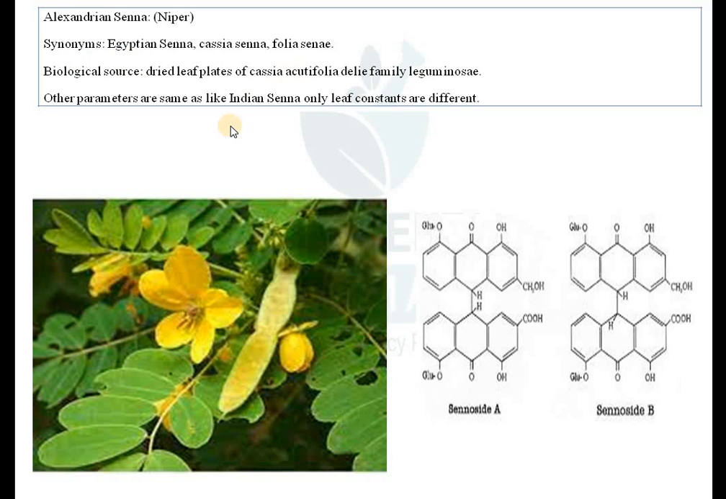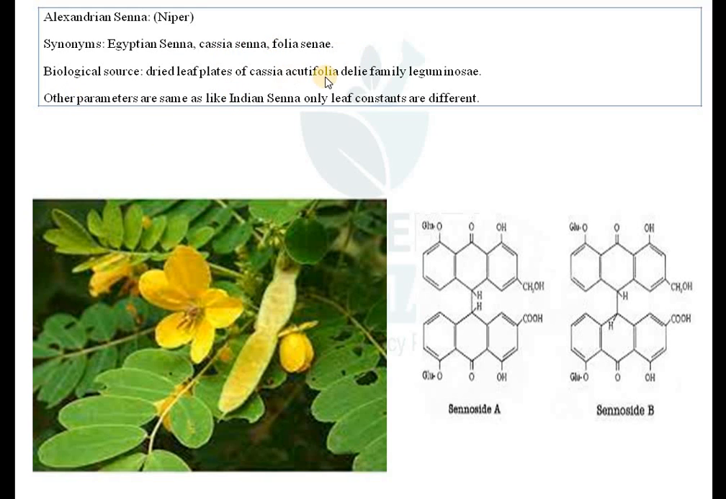So what we have seen is the Cassia senna. What we have seen was the KCSN. Now this second variety is known as Alexandrian senna. It is found in Egypt, that's why it is known as Egyptian senna, Cassia senna, Senne folia.